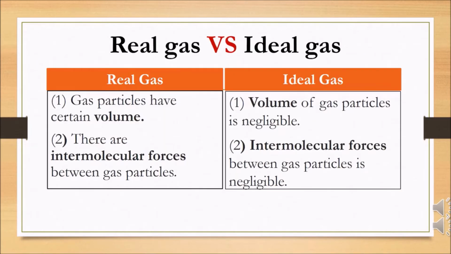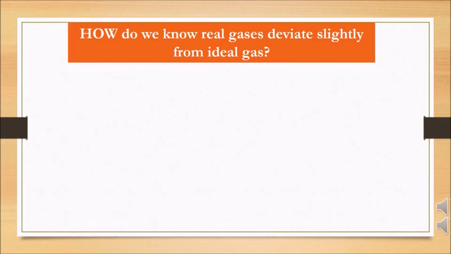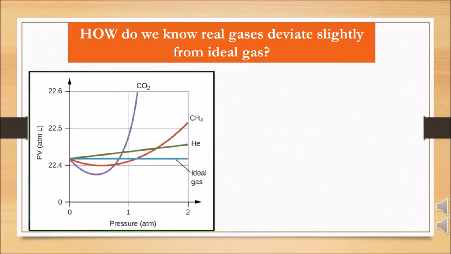Real gas versus ideal gas. They differ in the volume of particles and the presence of attractive forces, or intermolecular forces. How do we know real gases deviate slightly from ideal gas? The answer is from the graph of PV versus P.